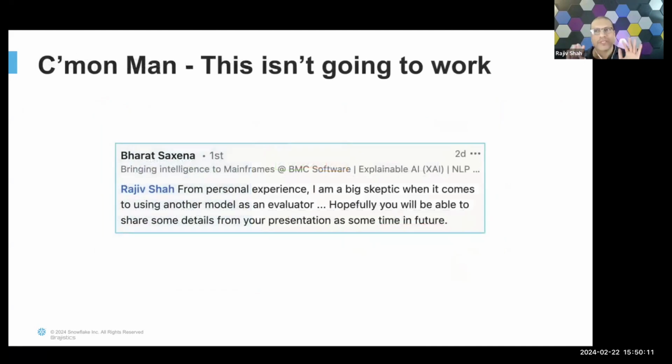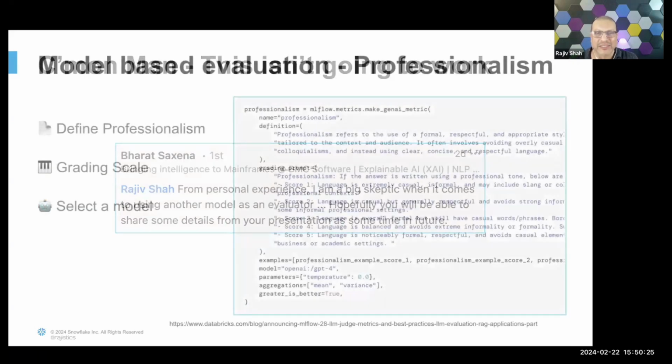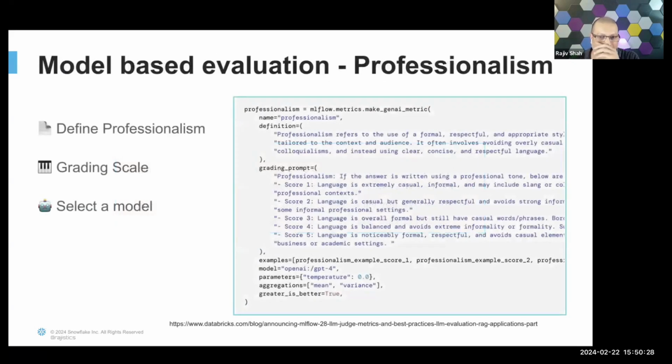Now, whenever I bring this up, especially if you don't live in this world of large language models, people are like, whoa, this is crazy stuff. Like, you can't have models evaluate models. There's no way that's going to work. But let me walk you through a simple example just to give you a sense of how this would work.